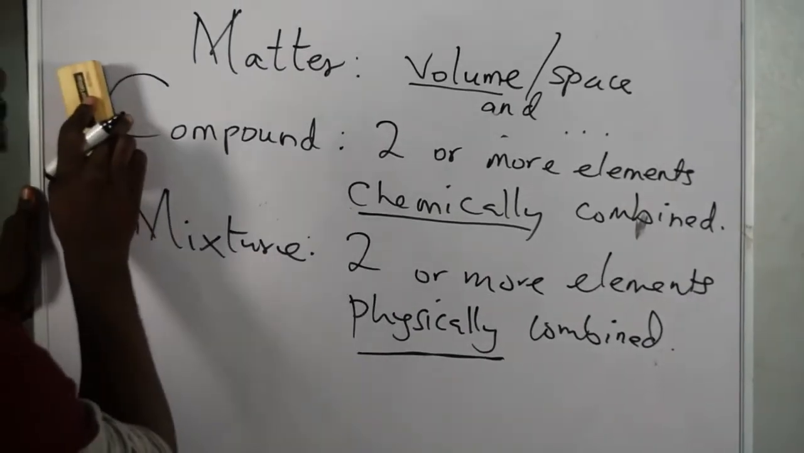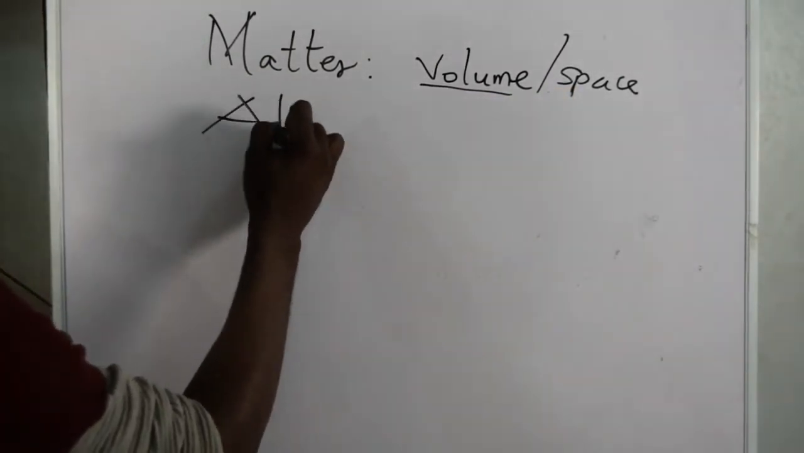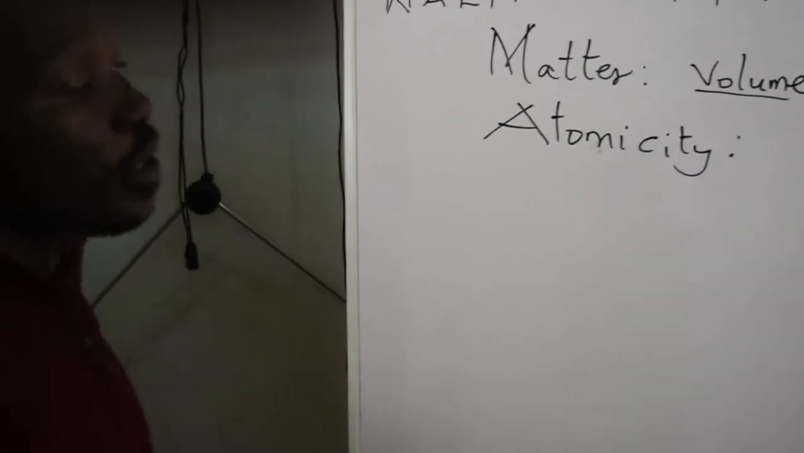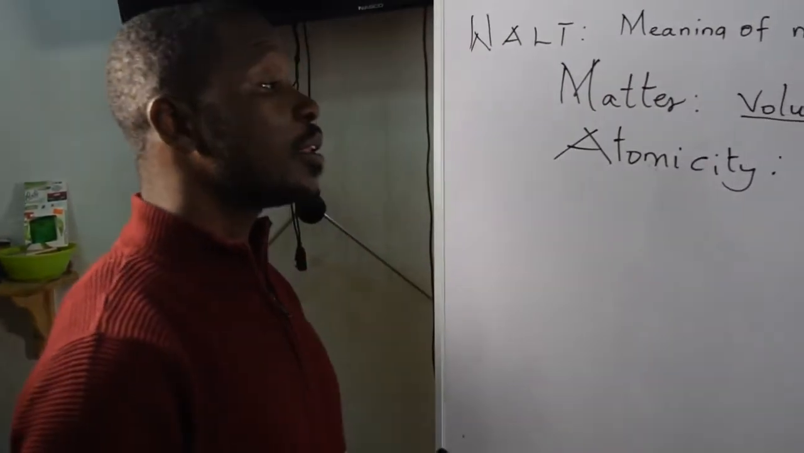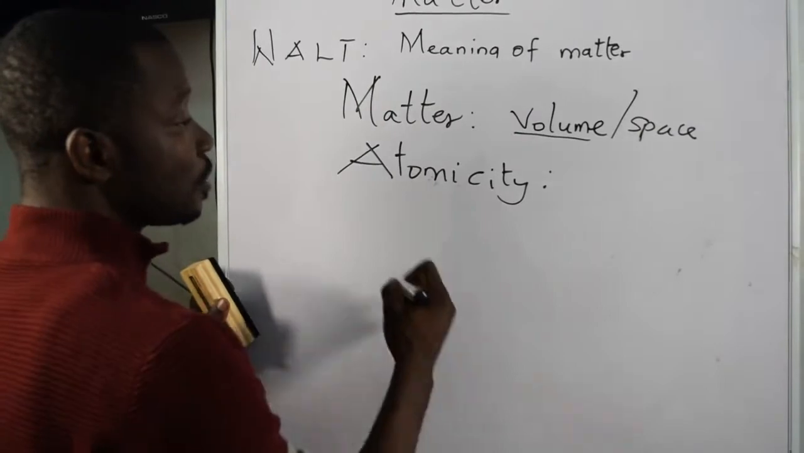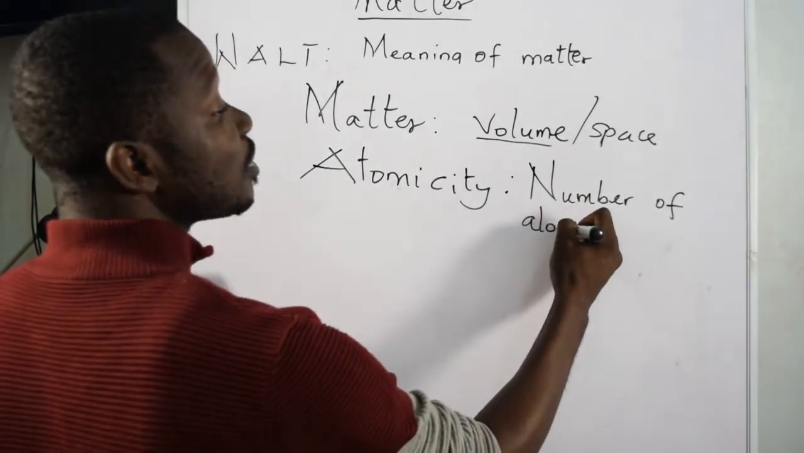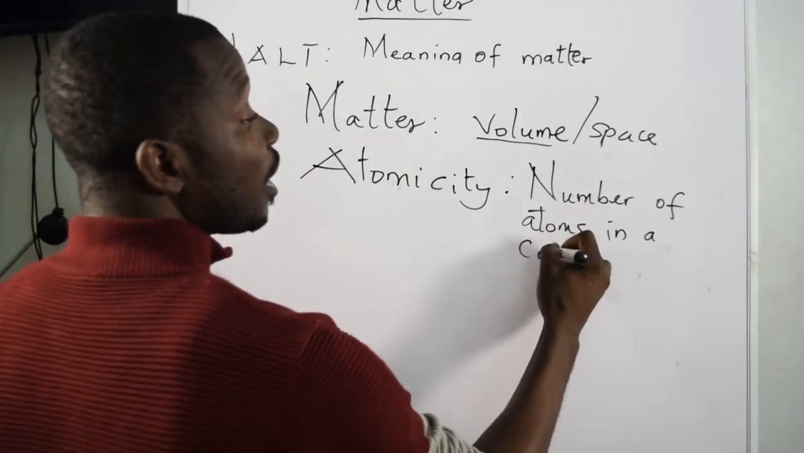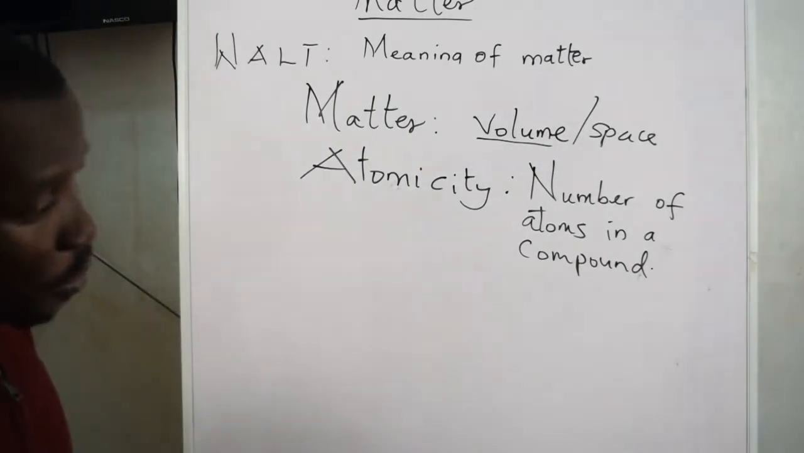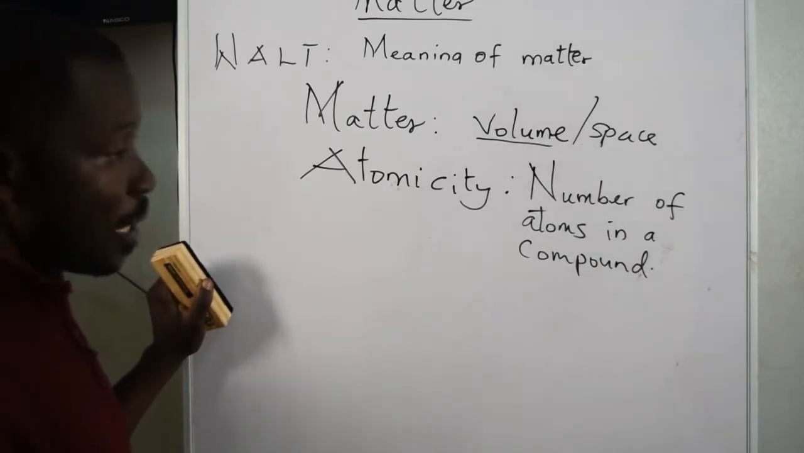Now, this topic revolves around atom. So I think we should look at one extension of atom, what we refer to as atomicity. Yes, we should look at it. It's not any big word. It simply means the number of atoms found in a compound. Don't forget that it's not only a compound, it could be a molecule, it could be a mixture.